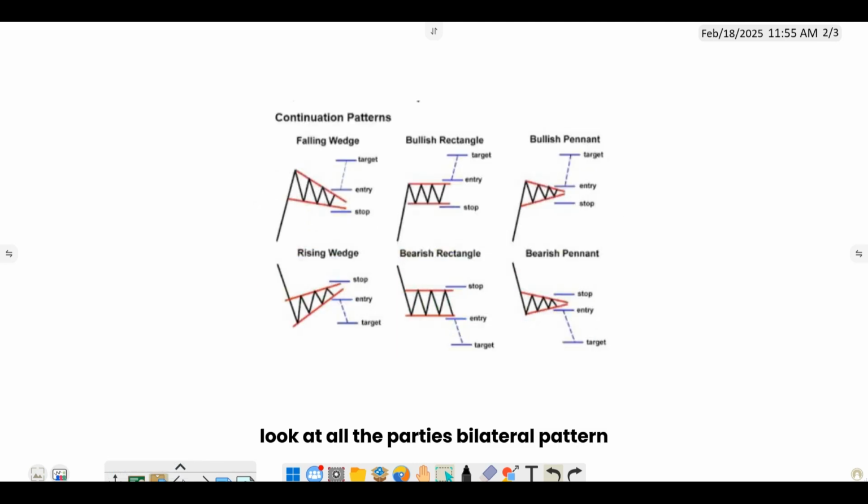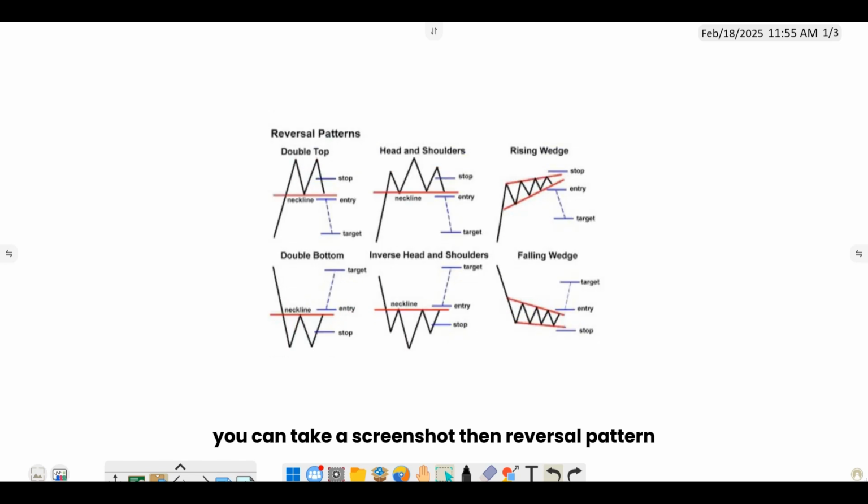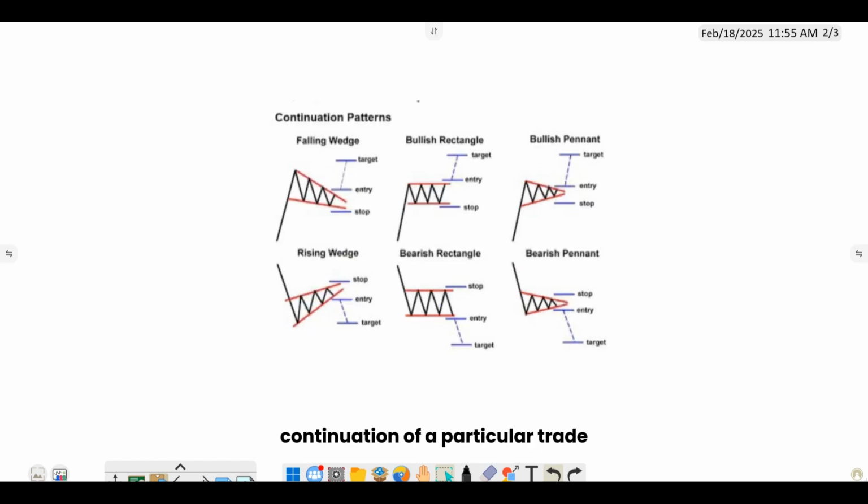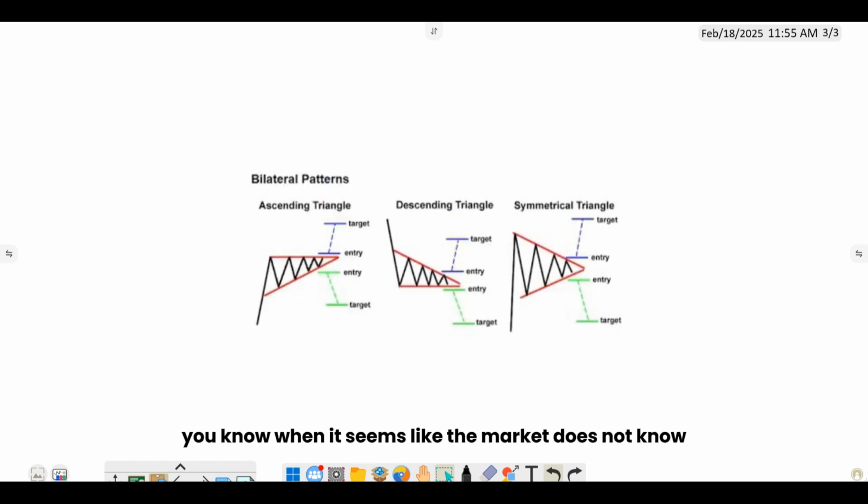Look at all the patterns, this bilateral pattern, continuation pattern, you can take a screenshot. Then reversal pattern, you can also take a screenshot. You know all these patterns, you know when you're looking for a reversal, you know when you're looking for a continuation of a particular trend, or you know when it seems like the market does not know if it's going to buy or sell, but you have an area which is either a support level or a trend line, and you're waiting for the market to break out of it before entering your trade. You'll get a very good entry.